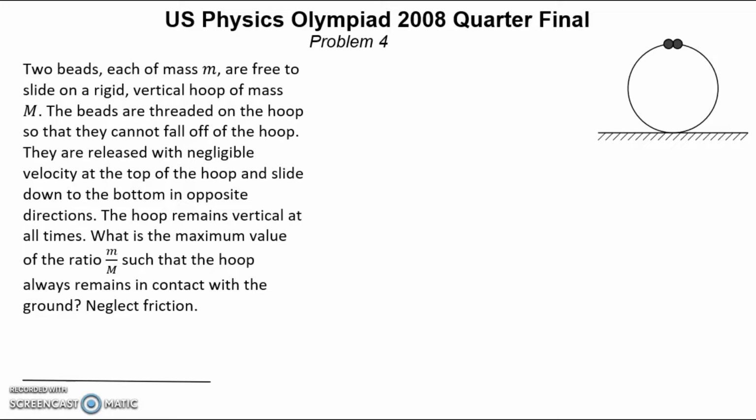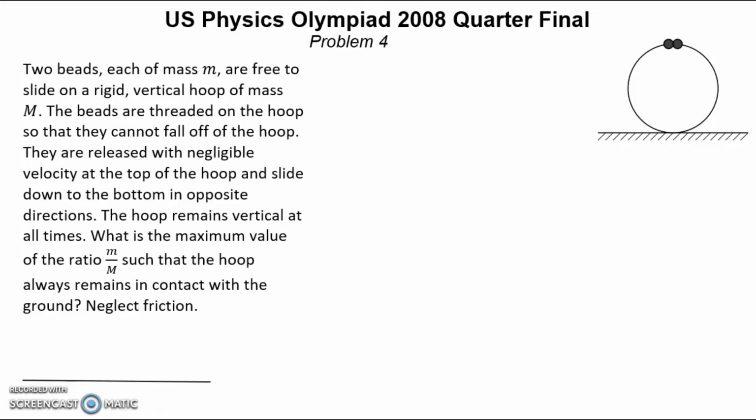Problem number 4. Two beads, each of mass small m, are free to slide on a rigid vertical hoop of mass big M. The beads are threaded on the hoop so that they cannot fall off of the hoop. They are released with negligible velocity at the top of the hoop and slide down to the bottom in opposite directions. The hoop remains vertical at all times.